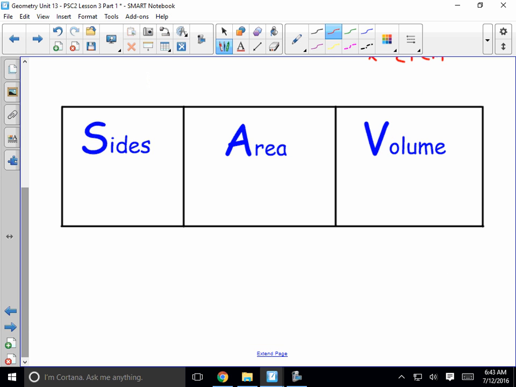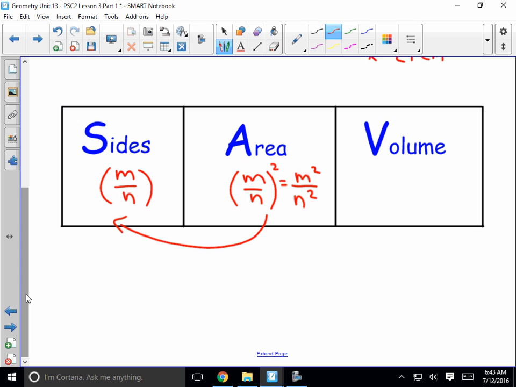So what we want to remember is our basic fact, and we're not going to finish all of this until we finish our next lesson, but when sides are ratio m over n, the area is m over n squared, or m squared over n squared. So you can see how we can work backwards if we want. If we square root our area ratio, we can get a side length ratio. And then in the next lesson, we'll talk about the volume ratio when we look at that piece.